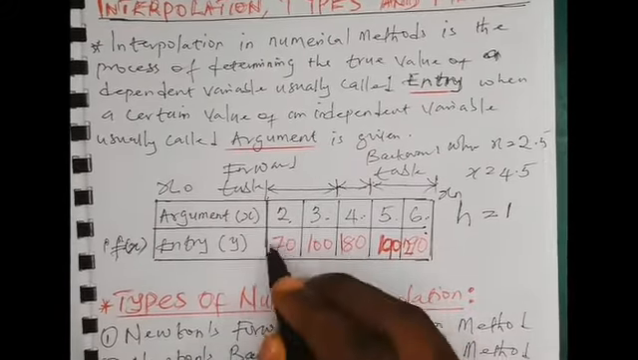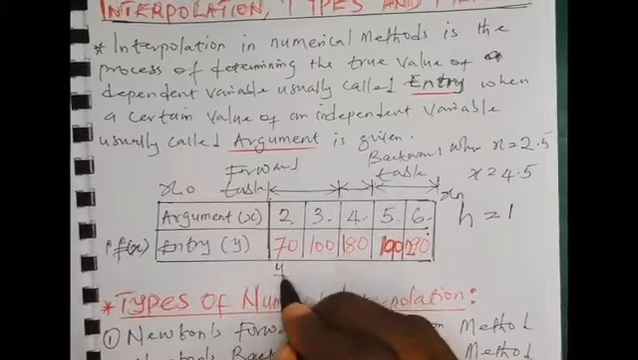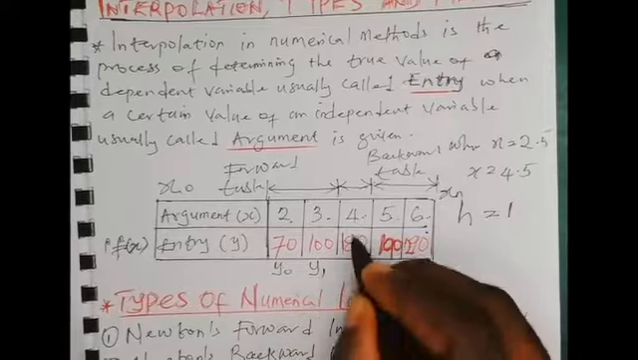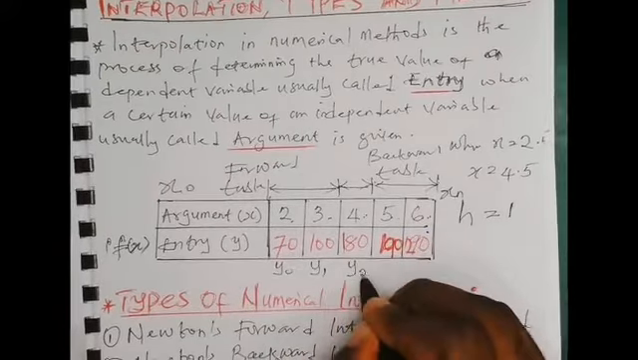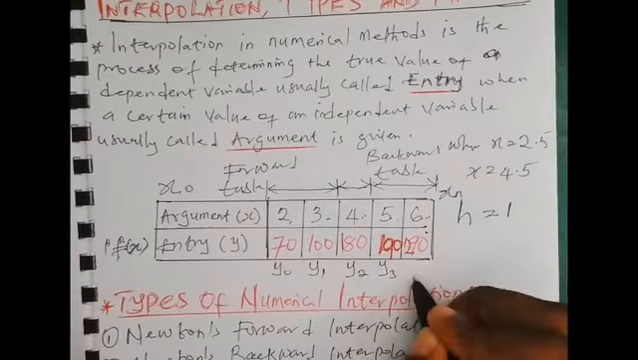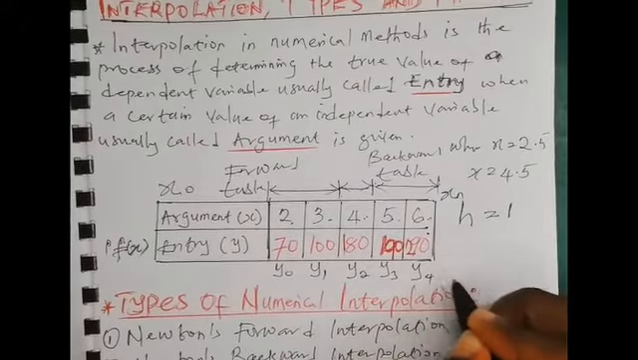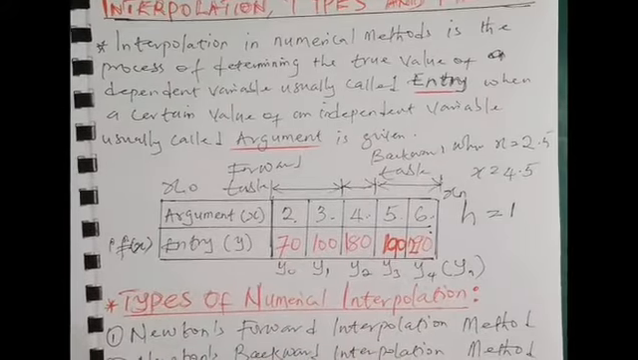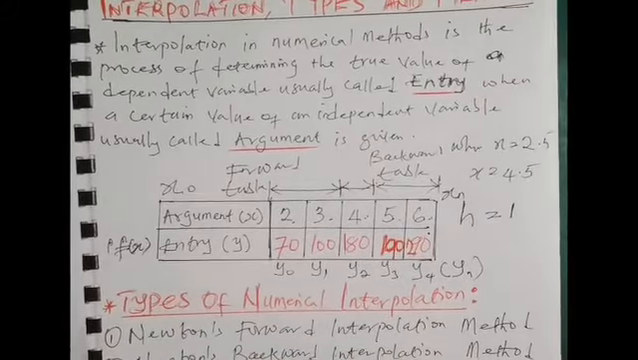Similarly, the very first value of y here is called y0. The second value is called y1, the third value is called y2, the fourth value is called y3, and the final value is called y4, which can also be called yn. Yn simply means the last number of the entry.